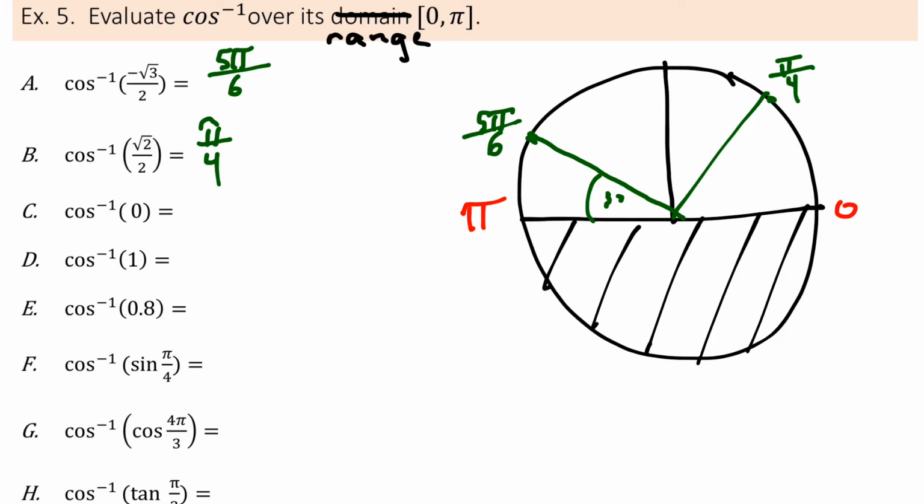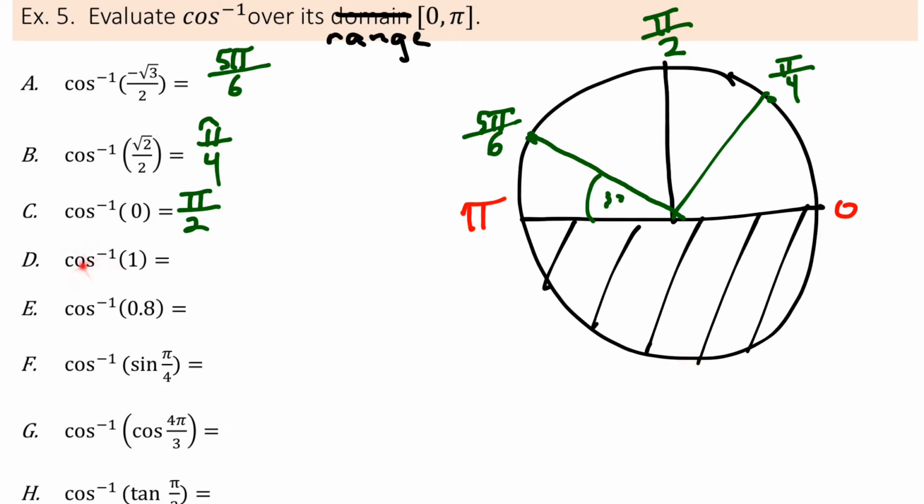All right, C says find the inverse cosine of 0. So that means my cosine is 0. My cosine of 0 is right here at pi over 2. So the angle who has a cosine of 0 is pi over 2. Okay, so notice I'm not choosing this angle down here because that's not in the restricted range. So I've got to choose this one here, pi over 2, and not 3 pi over 2.